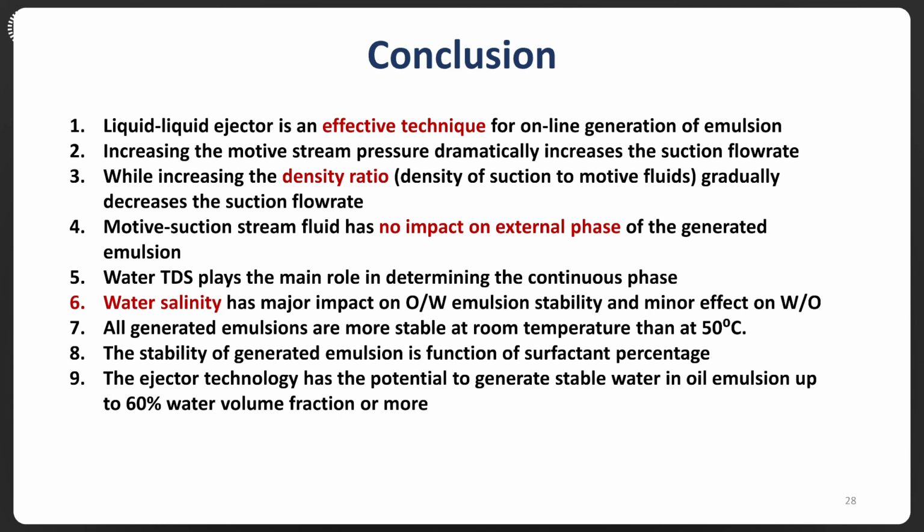All generated emulsions are more stable at room temperature than at 50 degrees Celsius. The stability of the generated emulsion is a function of the surfactant percentage. The ejector technology has the potential to generate stable water and oil emulsion up to 60% of water volume fraction or more.